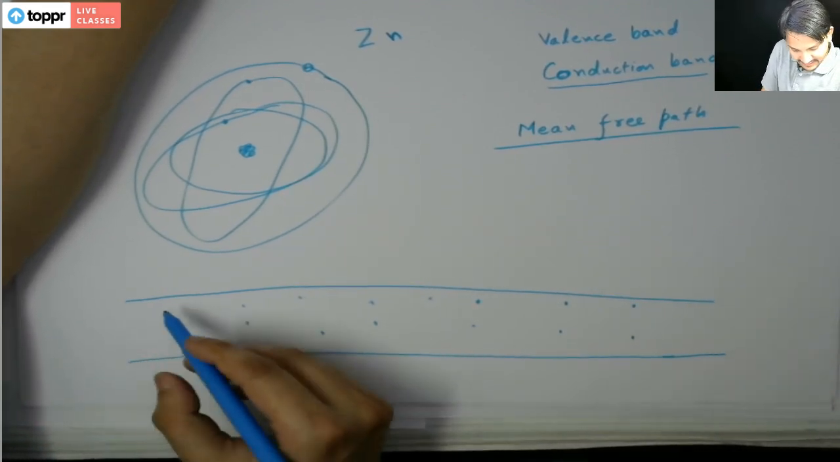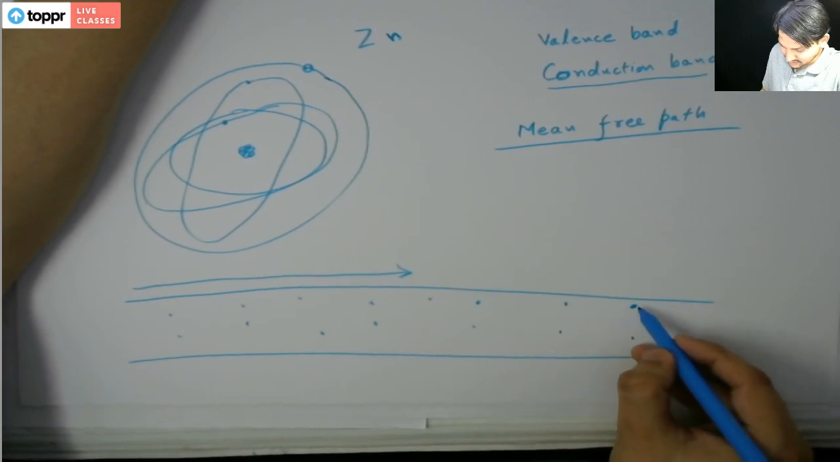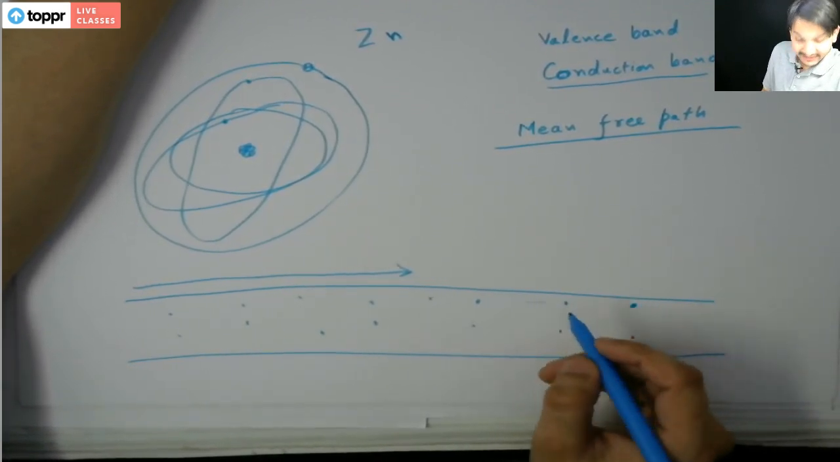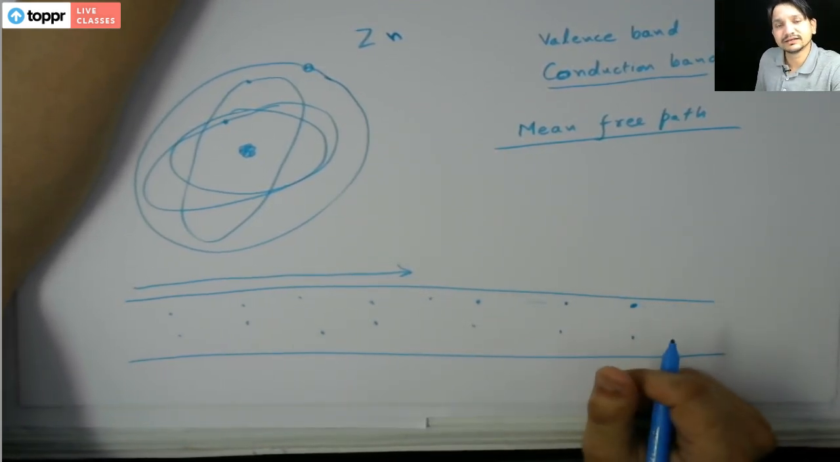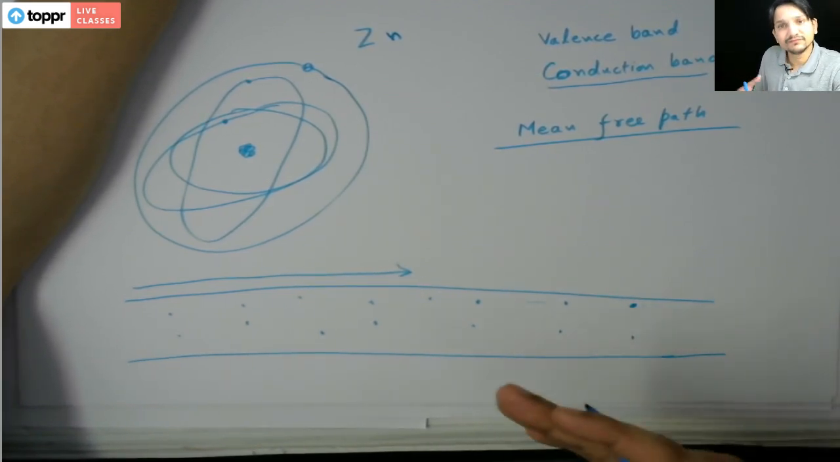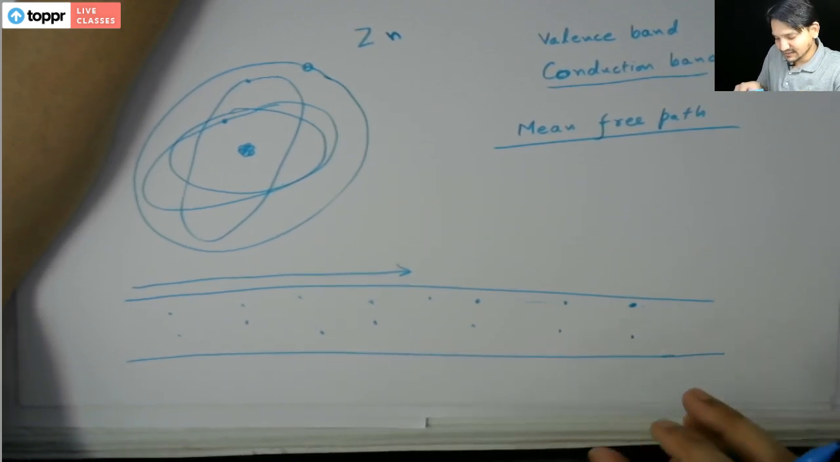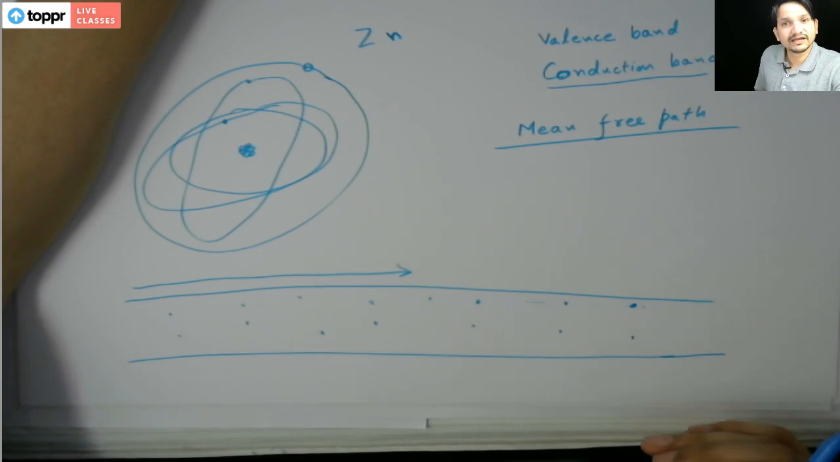So if there is an electric field in this direction and an electron starts from here, do you think that they will flow uninterrupted? No, there are other atoms, right? So it will collide, it will hit one atom, then it might get attracted to another atom, and it might lose its energy and start residing there and say I'm not moving at all.